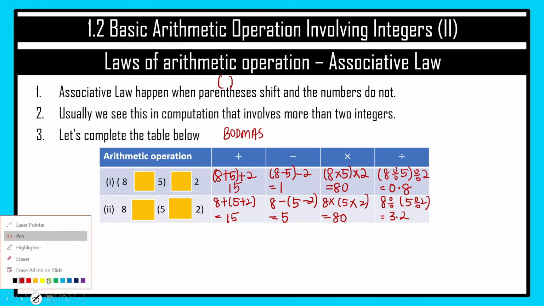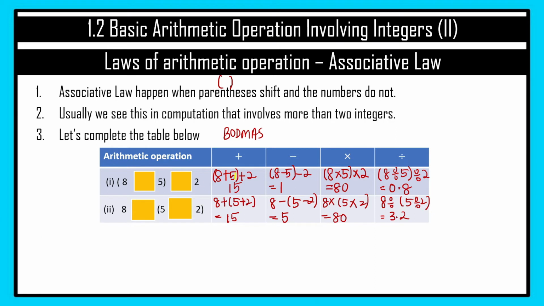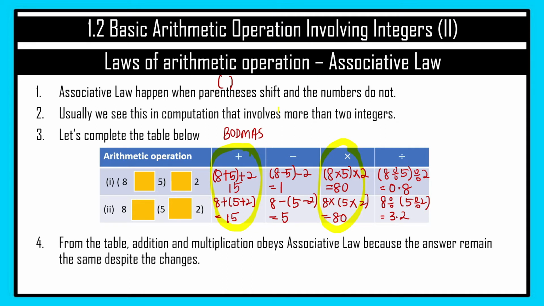Okay. Now let's look at the summary. From this activity, plus and multiply both get the same answer when the parentheses shifted. Okay, so we say that addition and multiplication obeys the associative law because the answer remains the same despite the parenthesis shifted position.